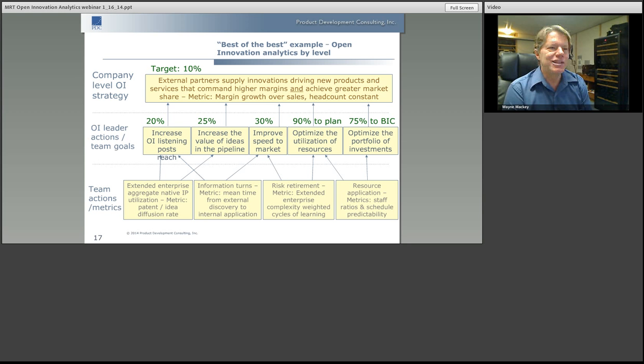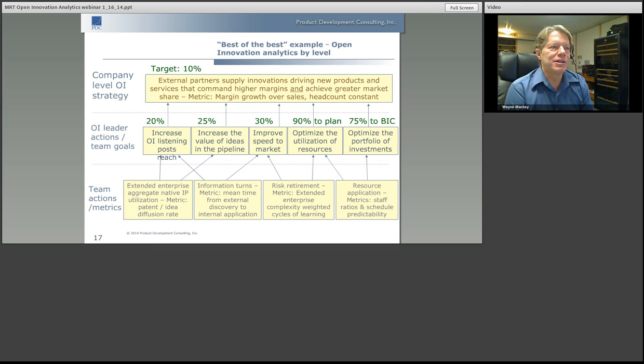Well, think about in our product development and in areas like this, our product is really information. It may be in the form of a CAD drawing. It may be in the form of just turning over a research property to the people who will develop a product. So if our product is information, isn't it interesting that so few companies measure the speed at which we move information from either the outside or within the company? And so information turns, the metric associated with it is the mean time from external discovery to internal application.